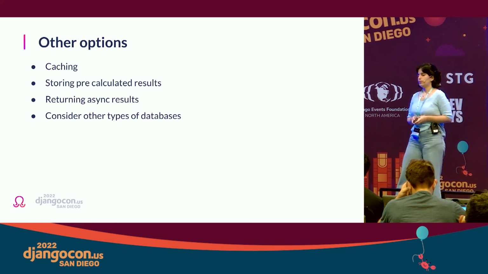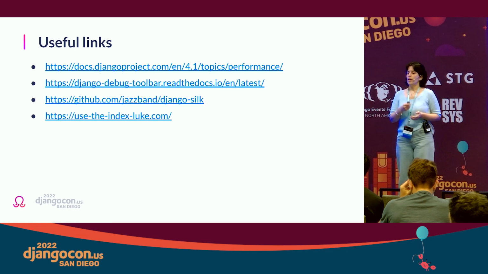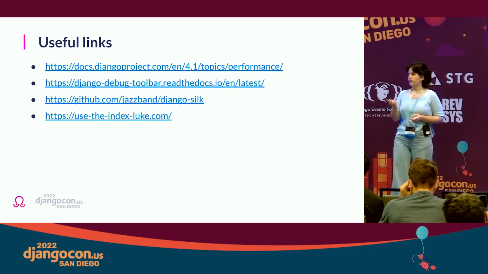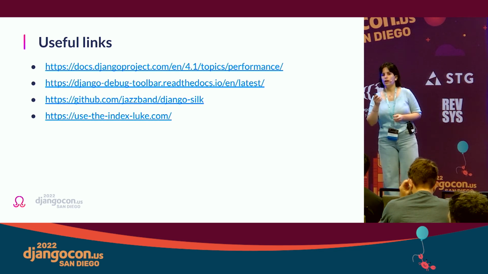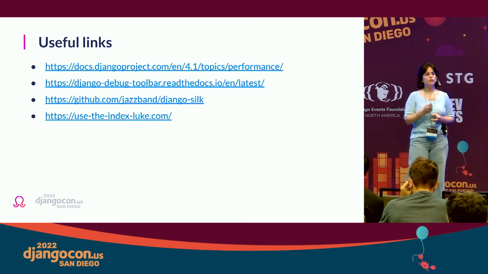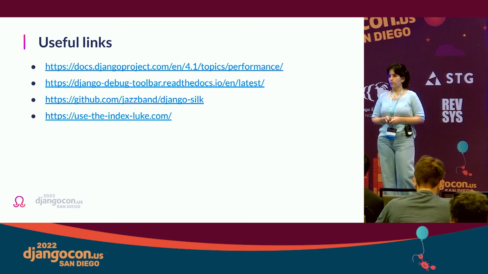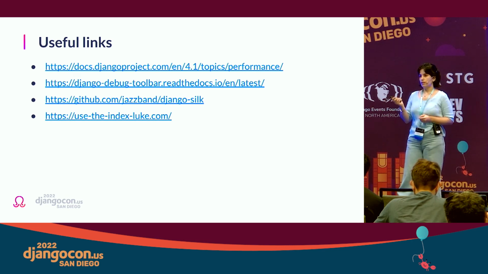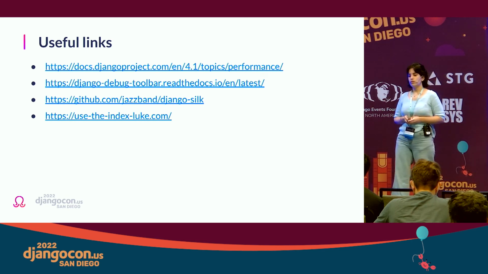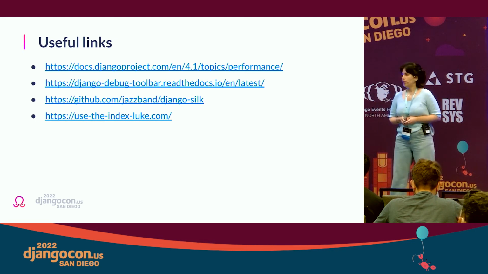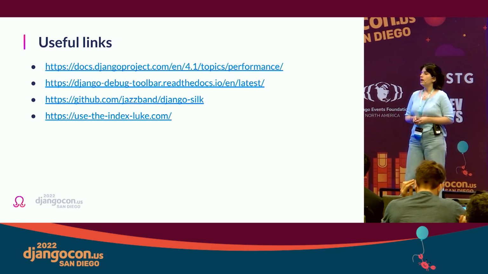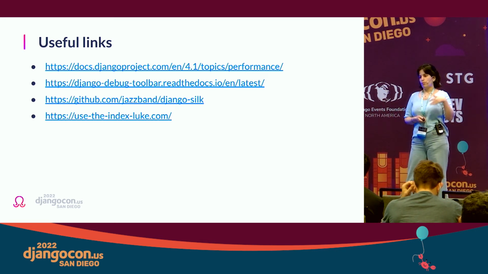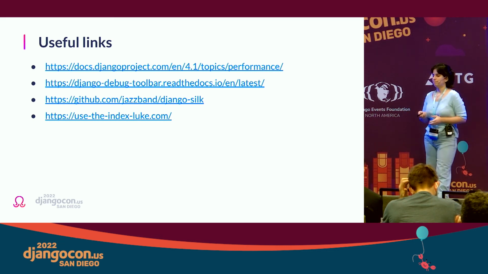So here there are some useful links. The Django documentation that is very good, that lists all the steps that I mentioned and explains how the query sets work behind the scenes. The two tools that I presented, Django Debug Toolbar and Django Silk. And last, there is a book that explains indexes and all the things that I mentioned and more that is really good, that it's nice for checking.